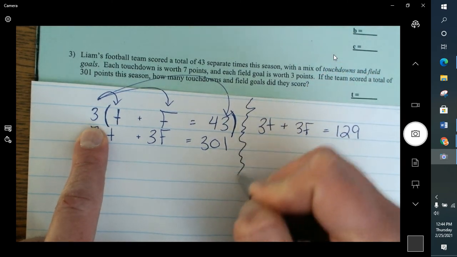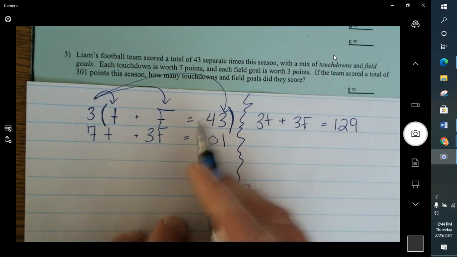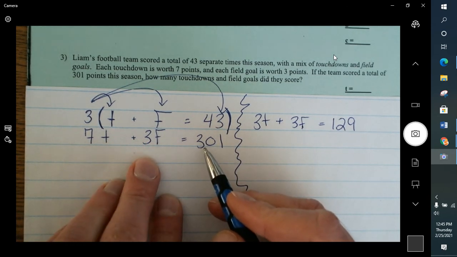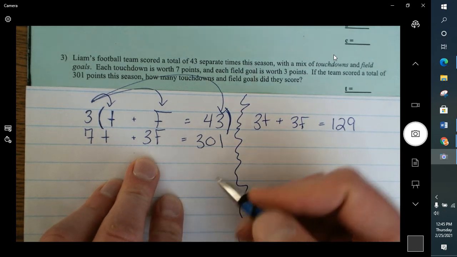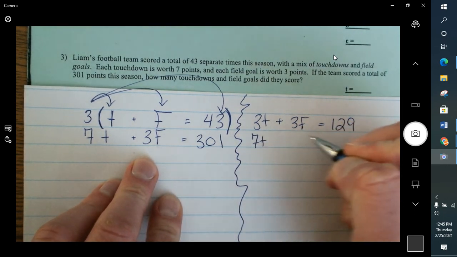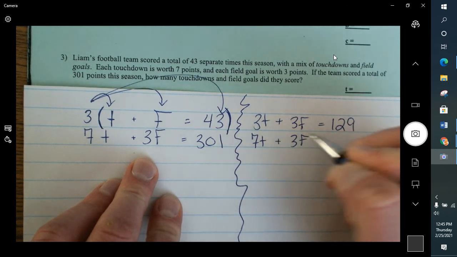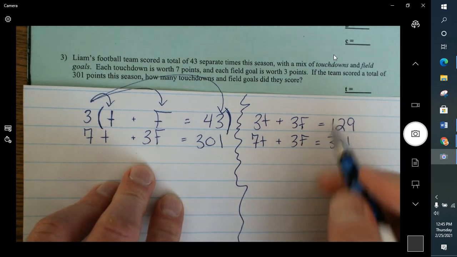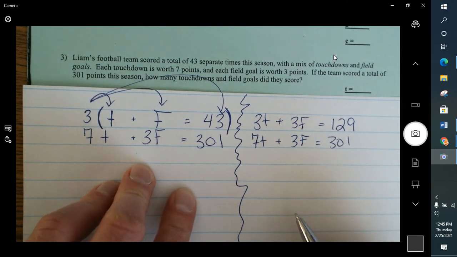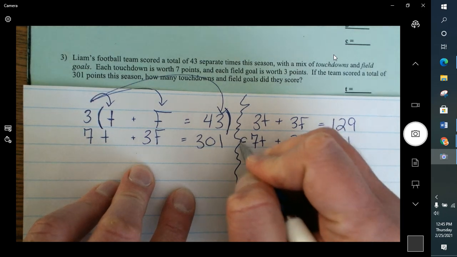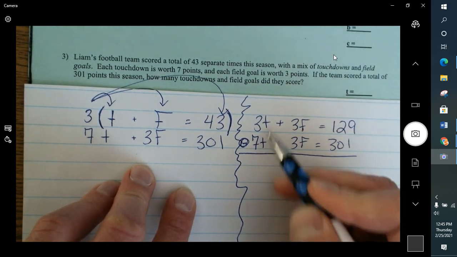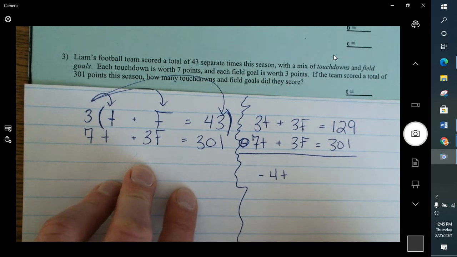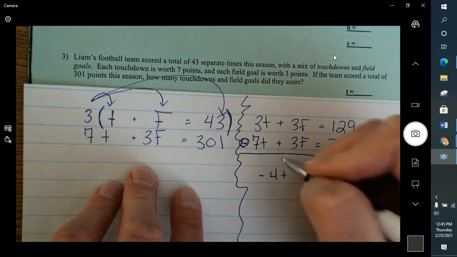I'm going to break this apart so we don't mix these 2 equations together. This one that we have not manipulated, we're just going to rewrite underneath the one we just did. Then we want to think, are we adding or subtracting these to get the F's to cancel out? Hopefully you're thinking subtraction. 3 minus 7 is negative 4, and our variable sticks by its side, negative 4T.